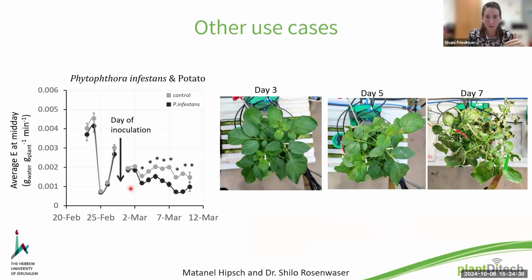Using the Plantarray system, we followed E. E is the transpiration normalized to the plant weight. So 3 days after the inoculation, you can see here was the inoculation, 1 to 3 days after inoculation, there is a significant difference in E between the control in gray and the inoculated plants in black. In the picture that Nathaniel took, you can see the disease is not yet showing in day 3, only later.